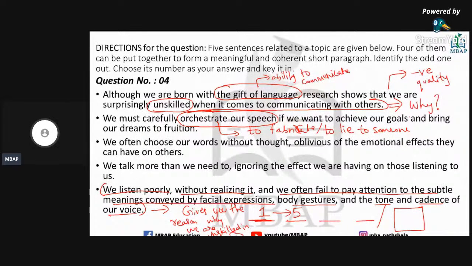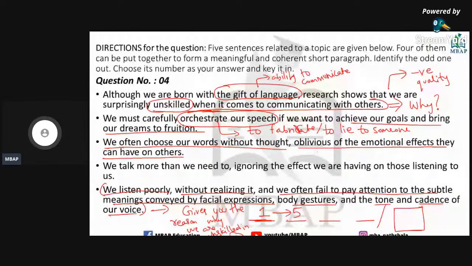And guys, don't you think so? When you fabricate your speech, it means that you are not being yourself. It's not natural. Correct? Yes or no? Tell me. Okay. So next. It says we must carefully orchestrate or fabricate our speech if we want to achieve our goals and bring our dreams to fruition. Okay. Next, we often choose our words without thought, oblivious of the emotional effects they can have on others.